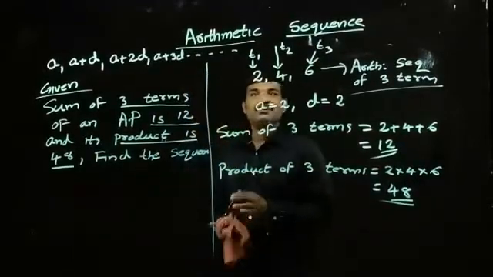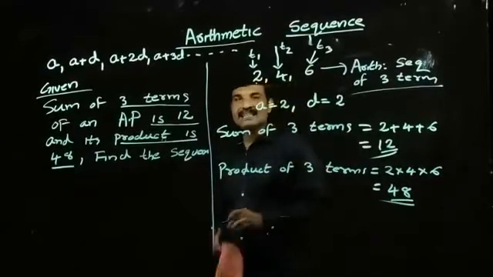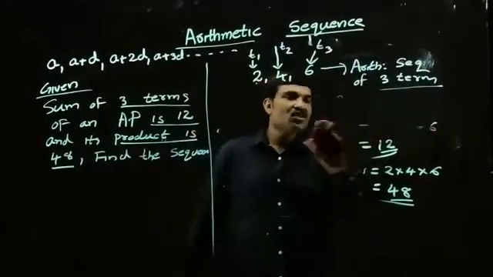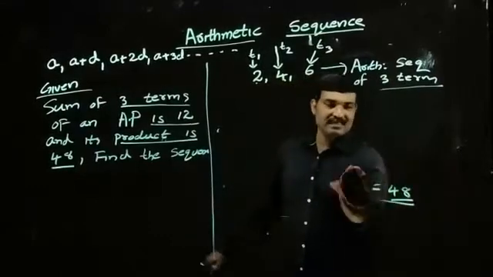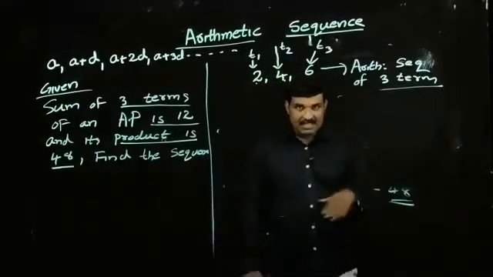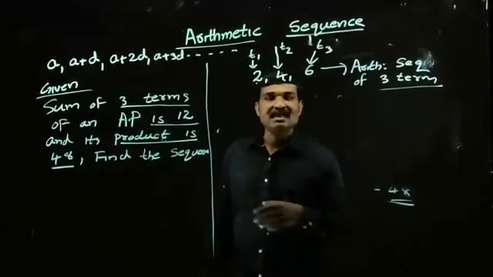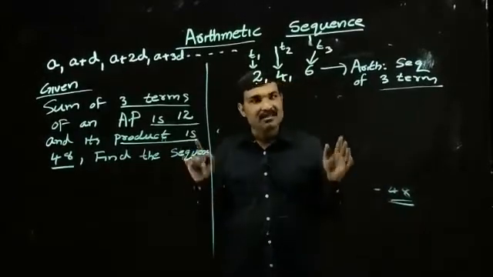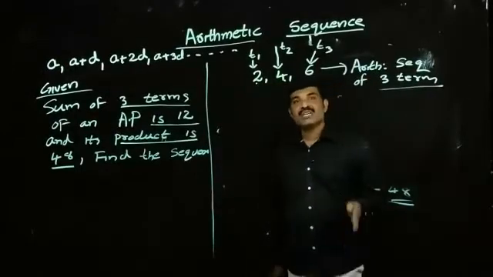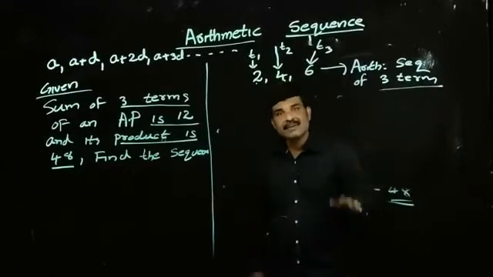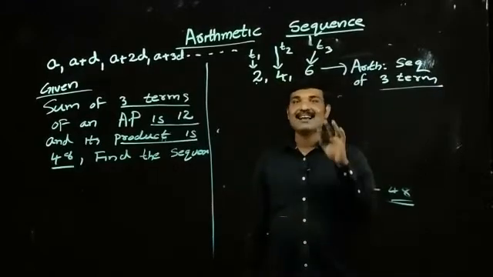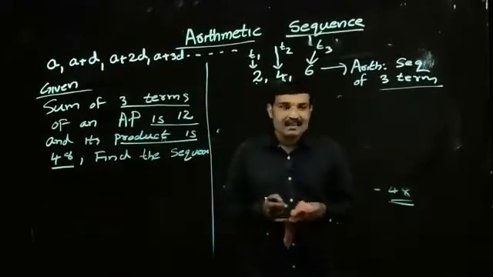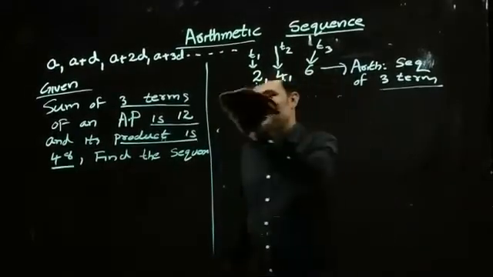Now we already know the answer is 2, 4, 6. Suppose instead of 3 terms, the sum of 5 terms and its product is given, or the sum of 7 terms, or 9 terms. That means odd numbers. So the sum of some odd number of terms and their product is given, and then we have to determine the arithmetic sequence. Problems may also consist of the sum of 4 terms and its product, or 6 terms and its product. That means 4, 6, 8, etc. are even numbers. So the sum of certain even numbers of terms and their product may be given, and the question may be to find the arithmetic sequence.